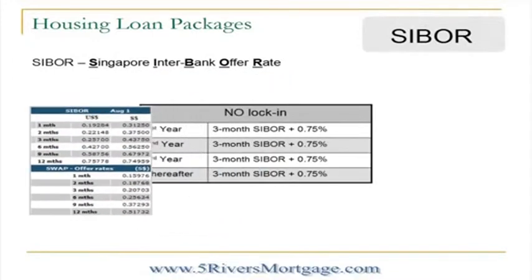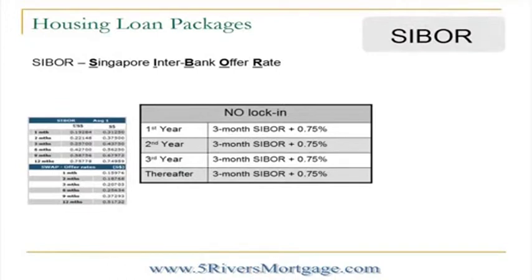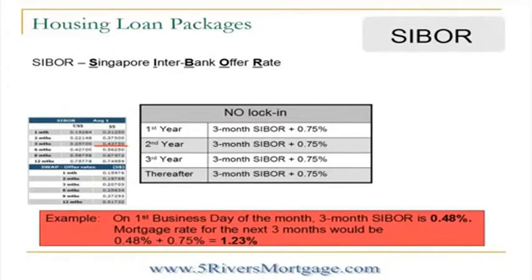This is what a typical SIBOR package would look like. It would have the lock-in period as well as the premium that is being charged above the SIBOR rate. Let's take a look at the following example. Where the current 3-month SIBOR rate is 0.48%, the interest rate that you will be charged would be this 0.48% plus the premium of 0.75%, thus making it a total of 1.23%. As the rate that has been used is a 3-month SIBOR rate, this interest rate would change every 3 months.